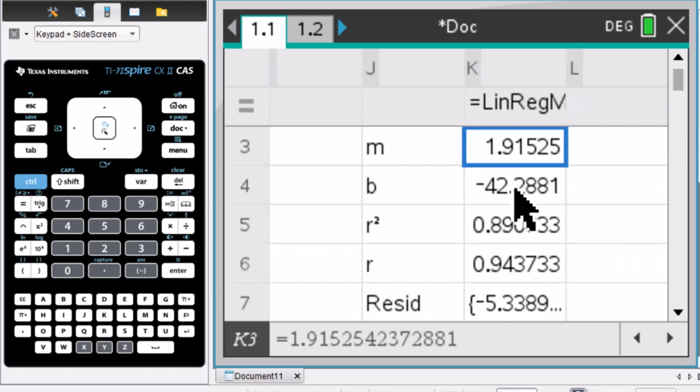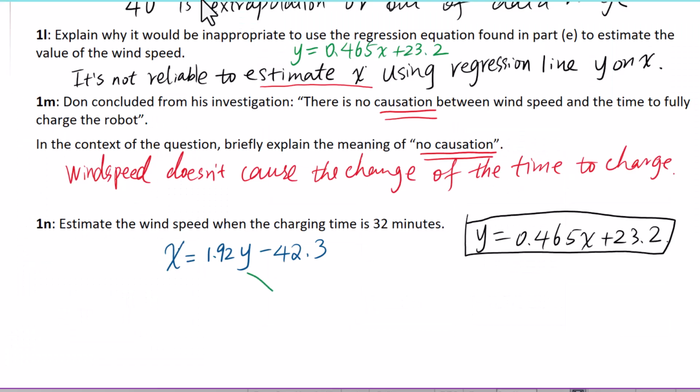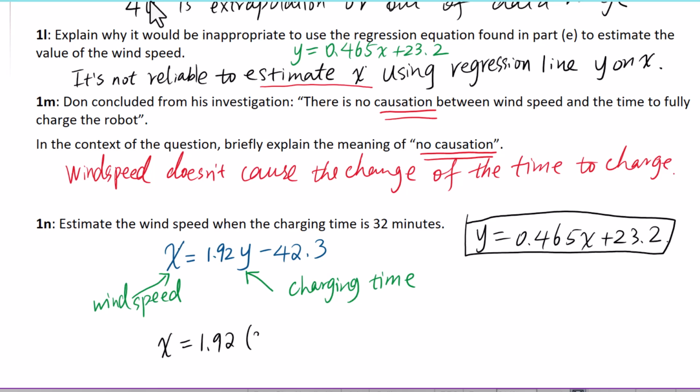For this regression line, x equals 1.92y minus 42.3. We know this y is charging time. This x is wind speed. So x equals 1.92 times 32 minus 42.3 equals 19.1 kilometers per hour.